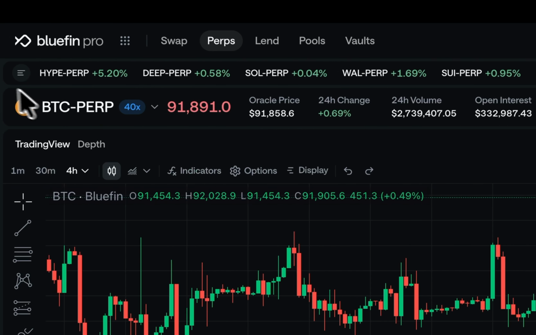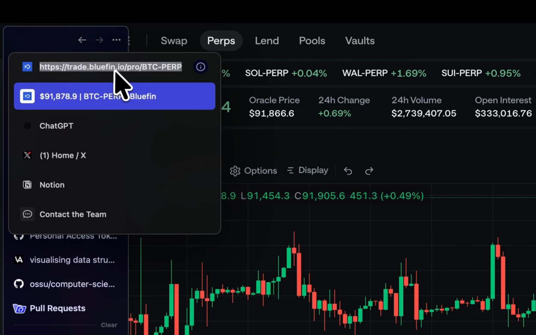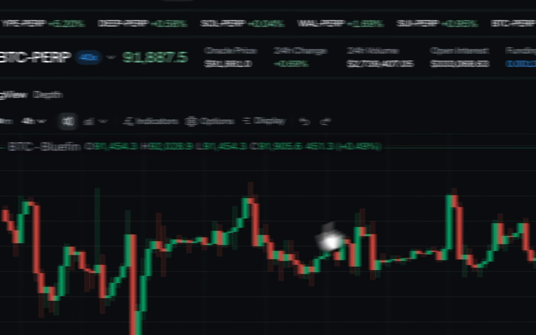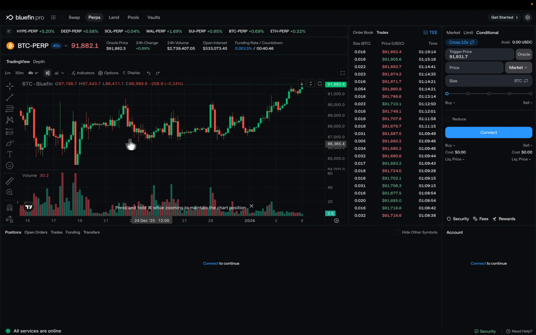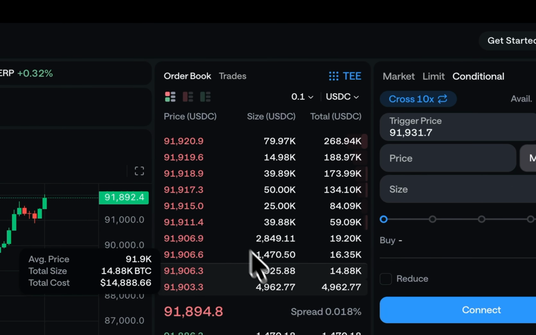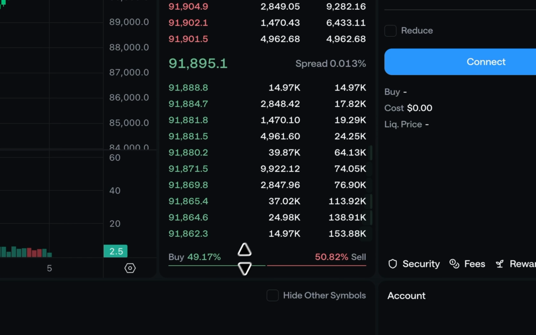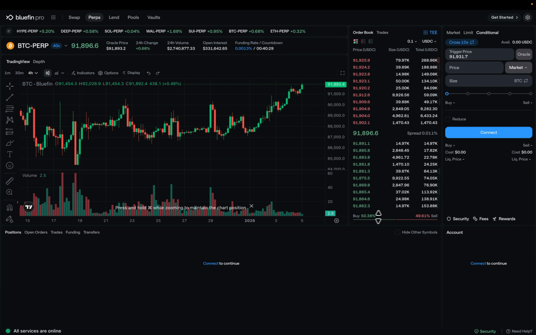Now this is Bluefin Pro, and you can access it at trade.bluefin.io and then select perps. What you can see here is the chart, the current price chart for Bitcoin. And then you can also see here the order book, right? The order book is basically a tool that shows you what orders people are placing, what prices people are buying at and selling at, and then the current market price. You can also see what percentage of the market is buying and what percentage of the market is selling. And so what you want to do here basically is trade.